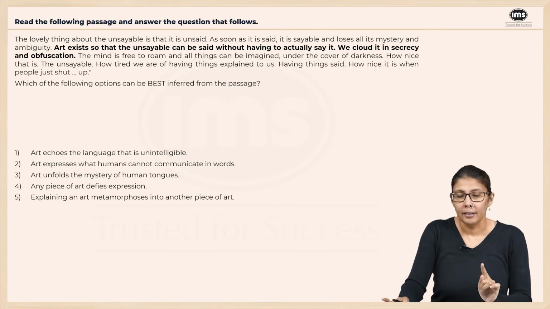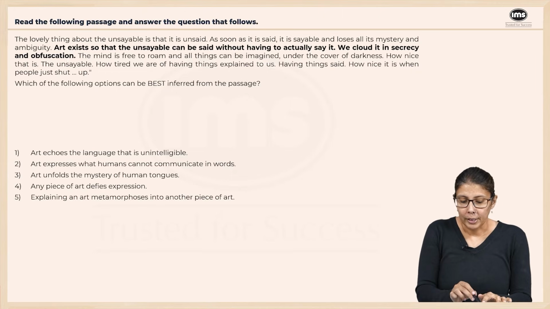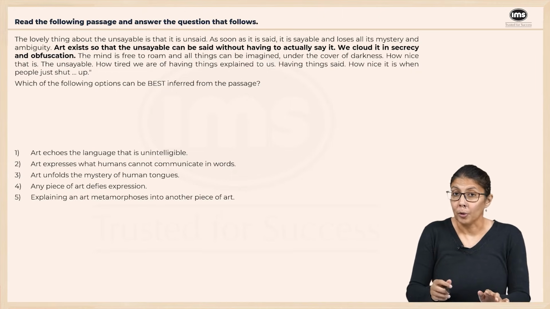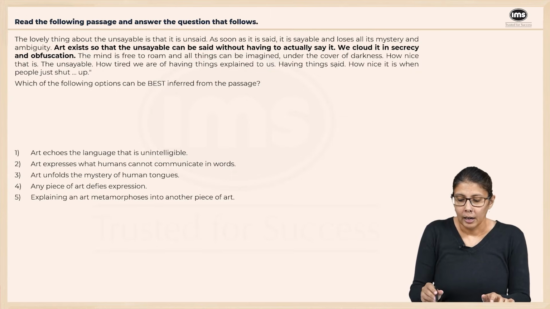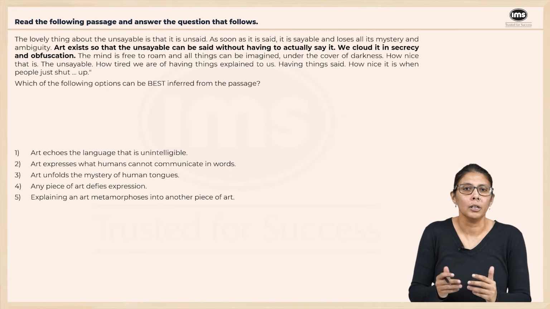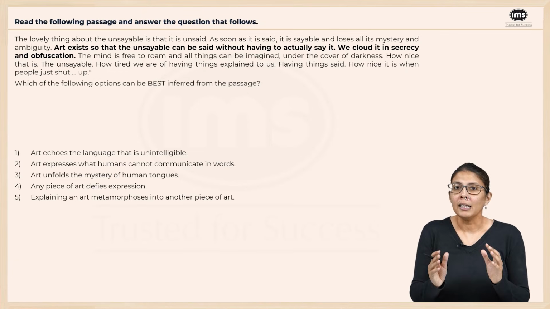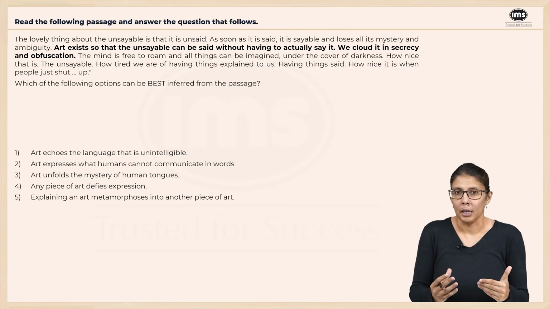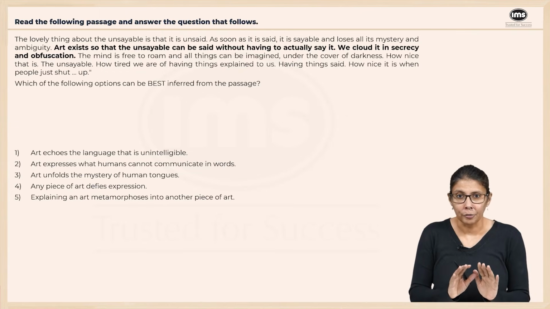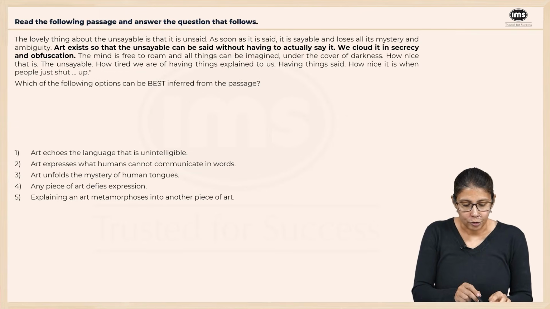This, in fact, is a significant point. We are talking about art, we are talking about what is the benefit that art offers. We cloud it in secrecy and obfuscation. Even if you don't understand obfuscation, it's okay. As long as you understand, we cloud it in secrecy. Obfuscation means to deliberately try to confuse someone. So art does not absolutely clarify things, it does not say things out loud. It maintains a bit of mystery, and that is what is good about it. That's my understanding of the paragraph. Let's take a look at our first option.